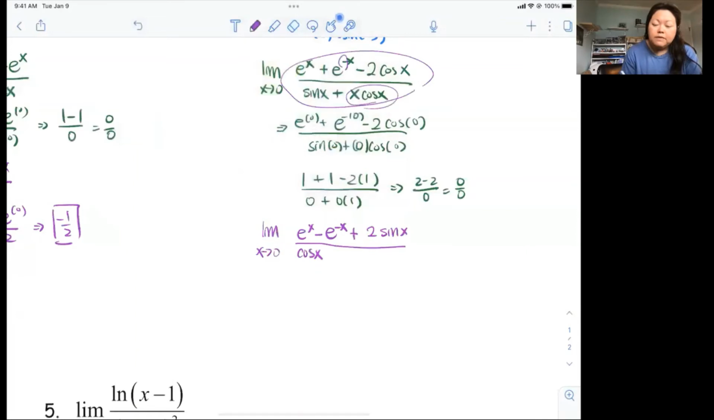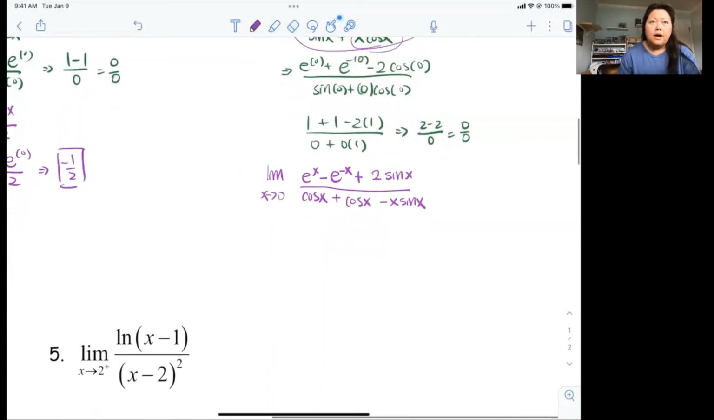And then this piece itself is another product rule. So plus 1 times cosine x, and then you have x. The derivative of cosine x is negative sine x. Okay, all right, we're going to plug it in.